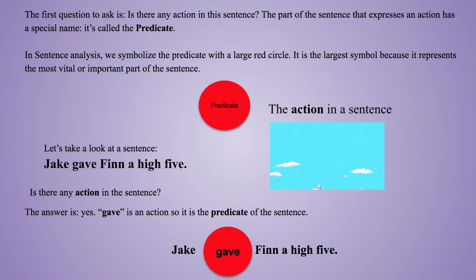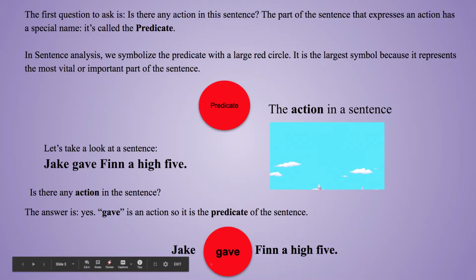The answer is yes, there is an action. The action here is the word gave. Giving is an action word. Now you might have thought, oh, maybe it's high five, but high five can be an action, but in this case, it's a noun. It's the thing that you're giving. So gave is the action, and so we've put the word gave in that red circle there in our sentence.